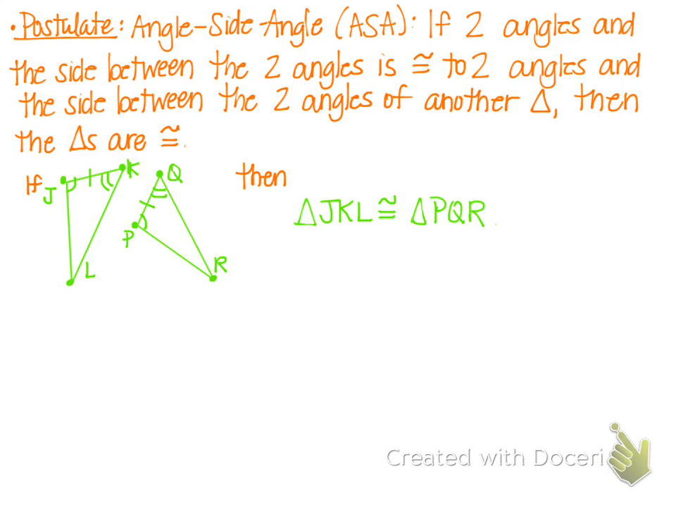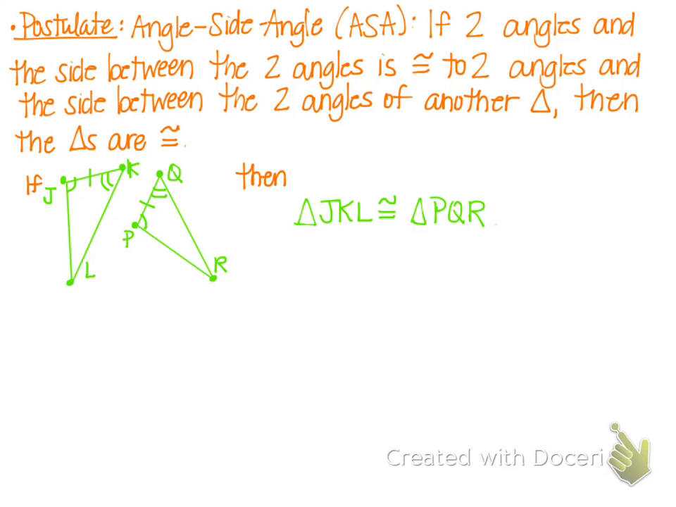Now the next one is a postulate. It's called the angle-side-angle postulate. Now, just like before, the A's and the S's go in specific orders. So it says if 2 angles and the side between the 2 angles is congruent to 2 angles and the side between the 2 angles of another triangle, then the 2 triangles are congruent. So, literally between, that's the important part. So we have the side that's between the 2 angles.